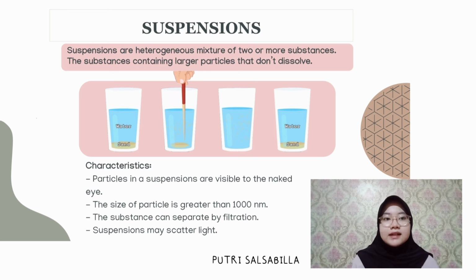The particles in a suspension are visible to the naked eye because their size is greater than 1000 nanometers. The substance can be separated by filtration, and it may also scatter light.